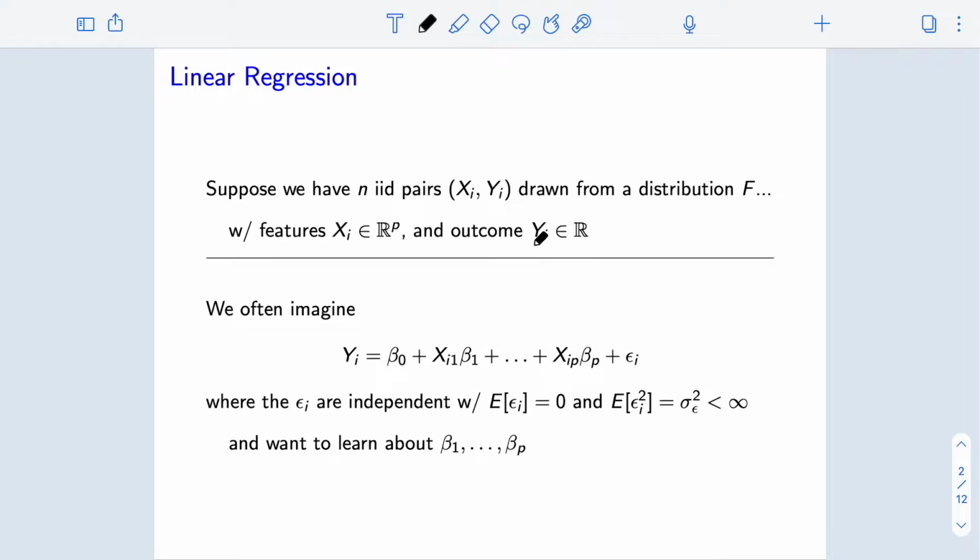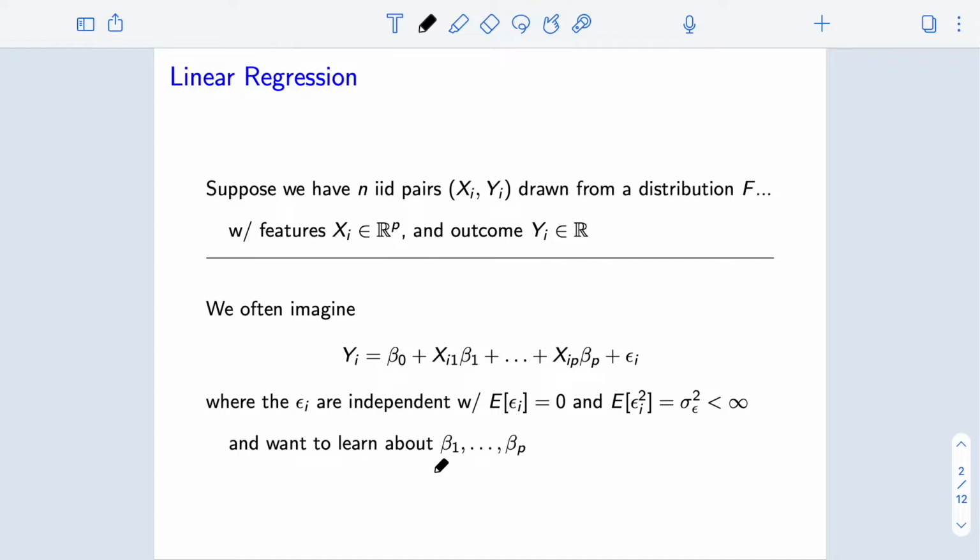Now, we're going to imagine in this case that linearity holds, that our outcome is a linear combination of our features plus a mean zero error that has bounded variance. In addition, we will assume that this error is independent of our x's. We're not assuming that these errors are normally distributed. That's not necessary for the theory of linear regression. Here, we want to learn about these coefficients beta 1 up to beta p.